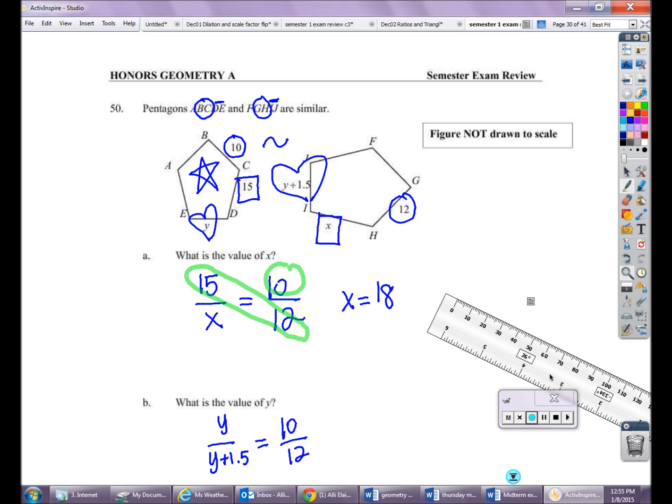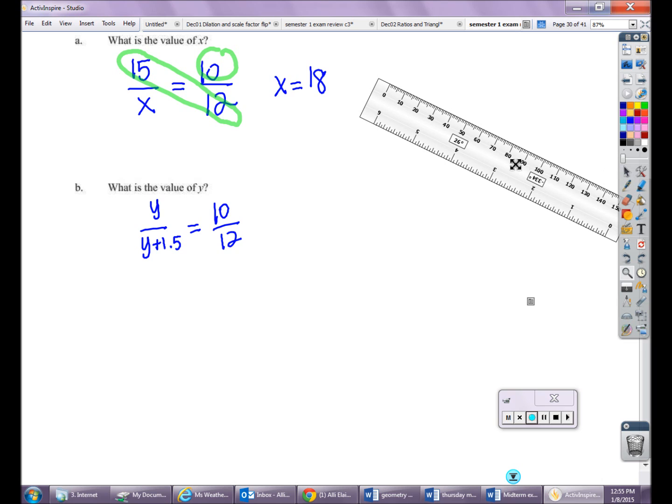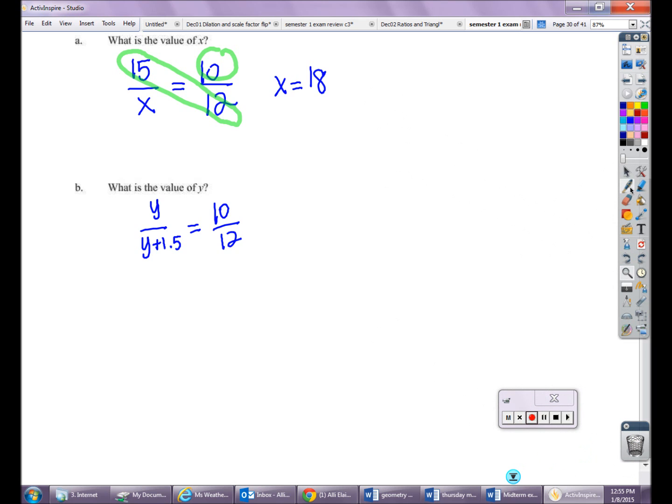Alright, and cross multiply. Alright, so this is a little bit trickier, cross multiplication. This is where a lot of students are going to mess up. When you cross multiply this one, 10 has to be multiplied by both. Okay, so you do 10 times y and get 10y. And you do 10 times 1.5, all right? So 10 times 1.5 is 15. So a lot of students are going to go like this, but that is incorrect. You have to write 15.